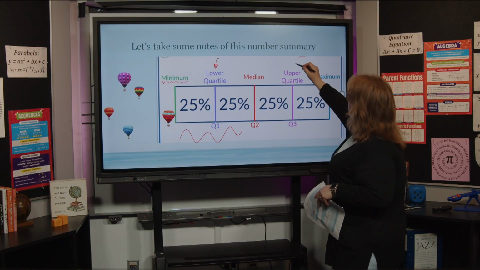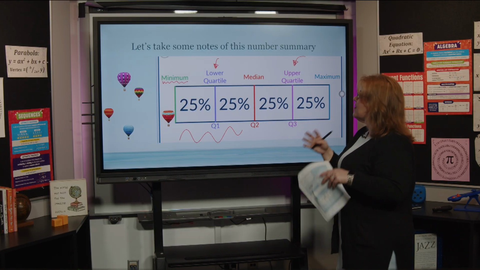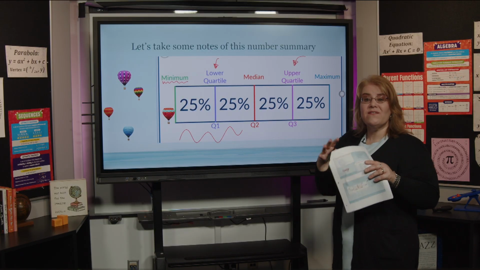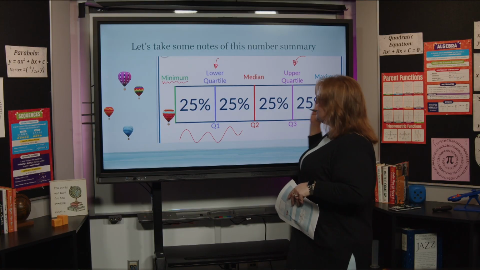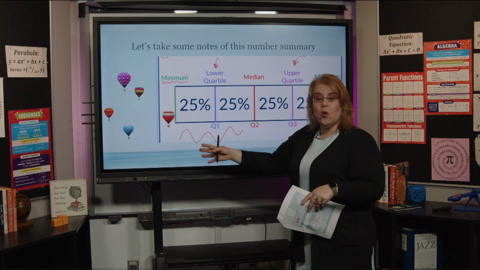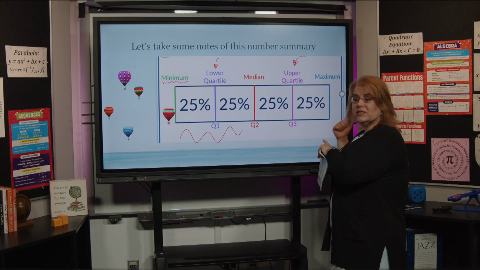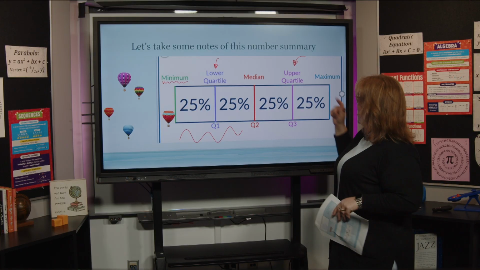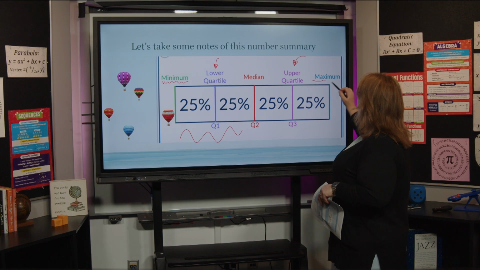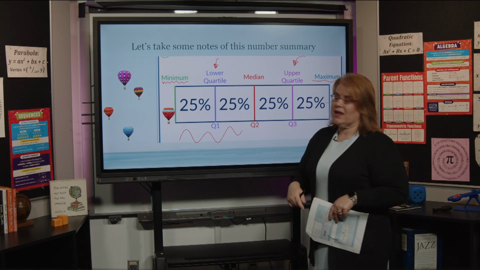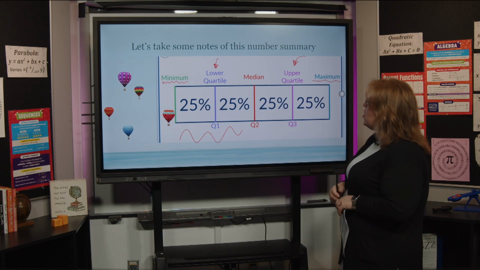We have our upper quartile, which is talking about our 75% mark. So we have 75% of our data is lower than our upper quartile, or you can see 25% of our data is higher than that upper quartile. And then obviously the maximum, the most of our data. So we're looking at this number summary.